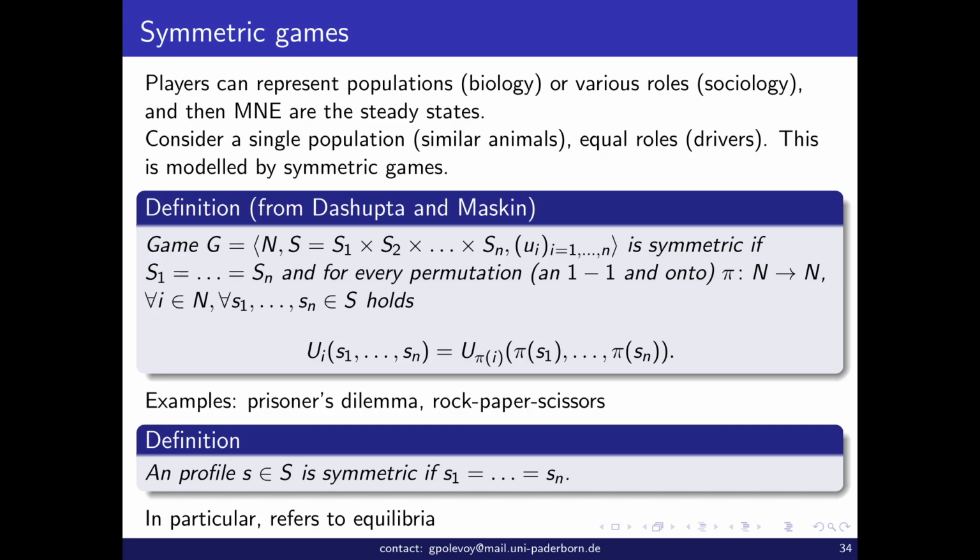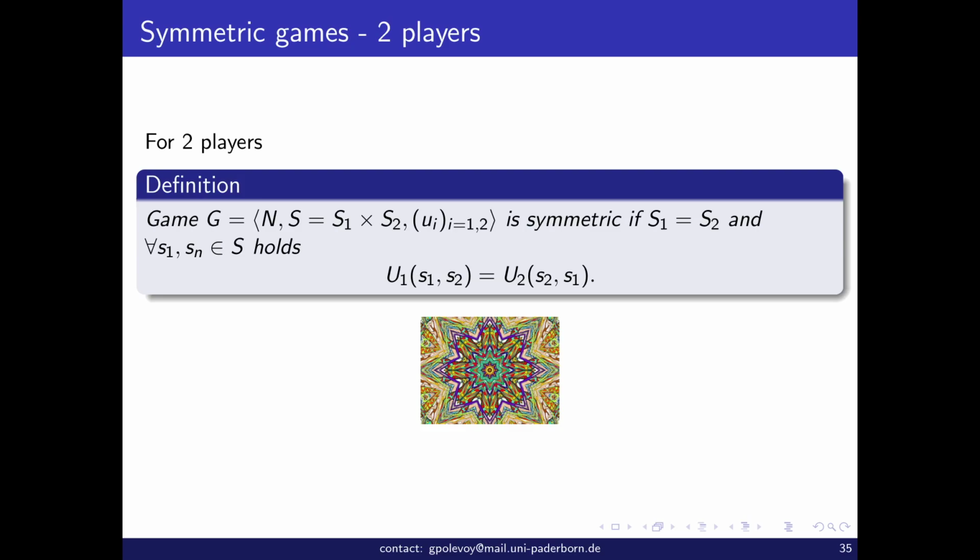So we have this definition, and then we also define what a symmetric profile is. A profile is symmetric simply if all the players have the same strategy. In particular, we can have an equilibrium which is symmetric. So an equilibrium is symmetric if, as a profile, it's symmetric. So an equilibrium where all the players have the same strategies. And of course, we will be asking, when do we have at least one symmetric equilibrium? Does having a symmetric game imply that we have at least one symmetric equilibrium, and so on?